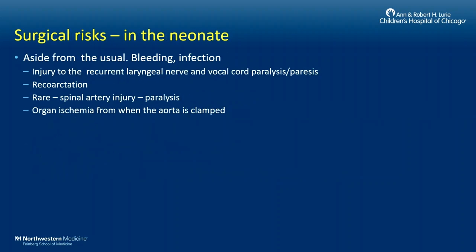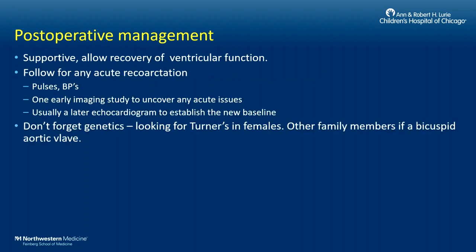Surgical risks, at least know about, aside from the usual bleeding, infection. There's injury to the recurrent laryngeal nerve, vocal cord paralysis, paresis. Recoarctation is when you do a neonatal repair, much higher incidence of recoarctation than if you're doing it in someone later. Rare paralysis from spinal artery injury. You can get organ ischemia from when the aorta is clamped, or just from the preoperative period when you had low flow to the lower body.